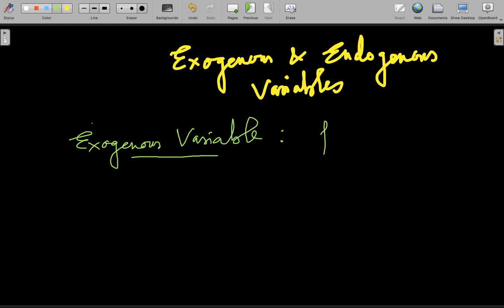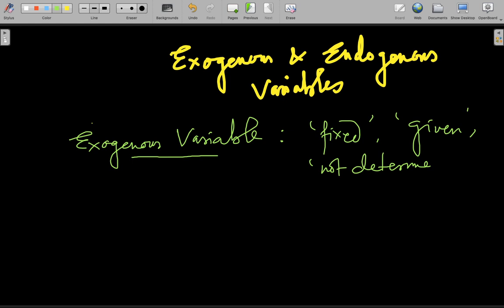So let's say they are fixed or given. These are the terminologies that we use, or not determined by the model, or things like that. You can make sense of it, and I'm just going to give you an example on that.